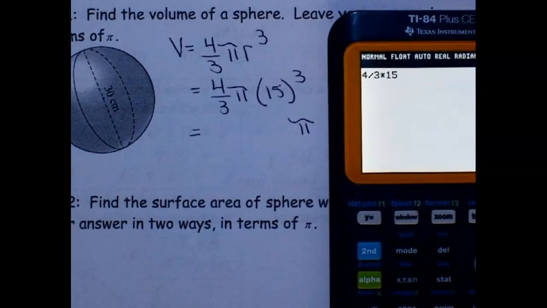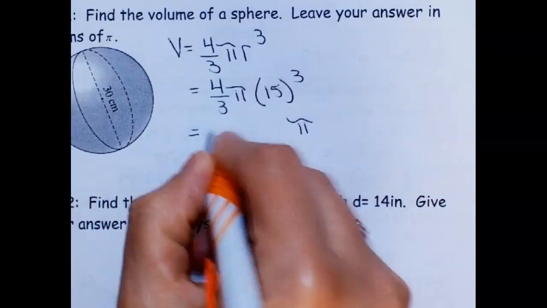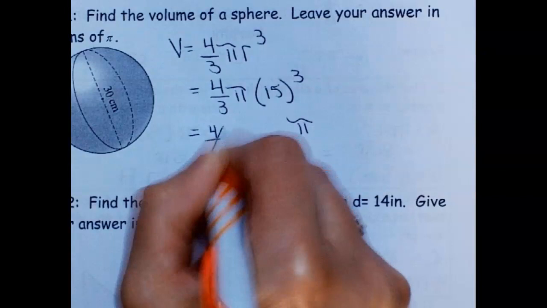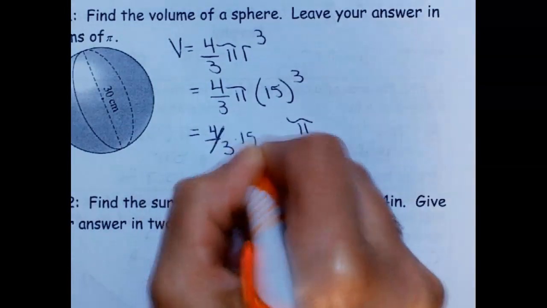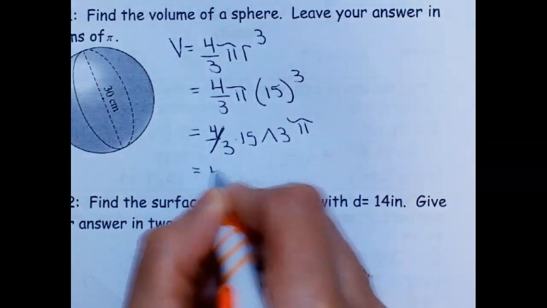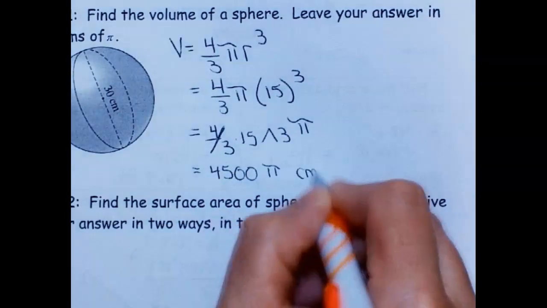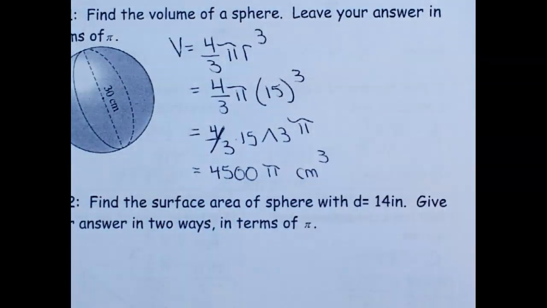So to get any power, I'm going to use that caret button. So you want to look for that caret button, which is not showing up on here. I'll write it in for you and I'm going to type it to the third power. And there's our answer. So again, let me just show you the keystrokes on your calculator. You would have 4 divided by 3 times 15, and the caret button looks like the following, to the third power. When we type that in, we get 4,500 pi, and that would be centimeters cubed since we're talking volume.